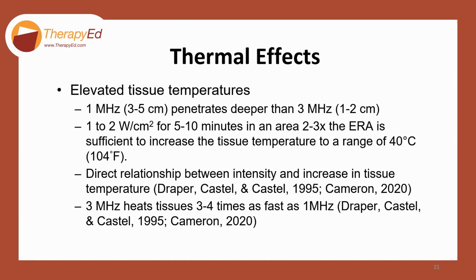And again, you need to treat an area for 5 to 10 minutes, 2 to 3 times the size of the effective radiating area. Some textbooks say 2, some say 2 to 3. But you really need to increase that temperature up to about 104 degrees Fahrenheit or 40 degrees Celsius to have a good physiological effect. And we know that there is a direct relationship between intensity and the increase in tissue temperature. So you're going to get twice as much heating with 2 watts per centimeter squared versus 1 watt per centimeter squared.